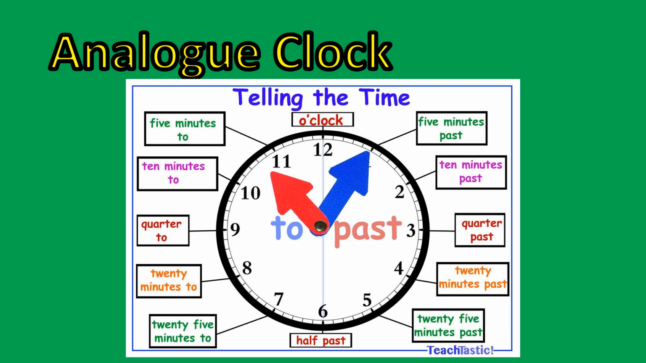When the big hand is at 12, this means o'clock. The numbers that go round the clock go round in 5-minute intervals. This means that we can count up in fives as we go around to help us tell the time. If the big hand is pointing to the number 5, it means it's 25 minutes past. But if we go all the way around to the number 8, when the big hand points to number 8, it becomes 20 minutes to.